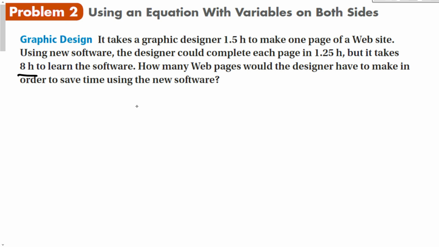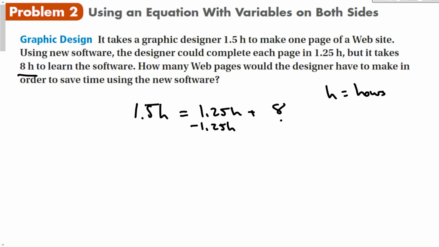So my current design time is 1.5h. I want to figure out where that's going to be equal to my new design time, 1.25h, plus 8. We're going to use h as my variable for hours. And I don't need a variable there because the time to learn the new software is not dependent on anything. It's just 8 hours, right? It's always going to take us 8 hours to learn the software. So to keep this equation simple, subtract the smaller one from both sides.